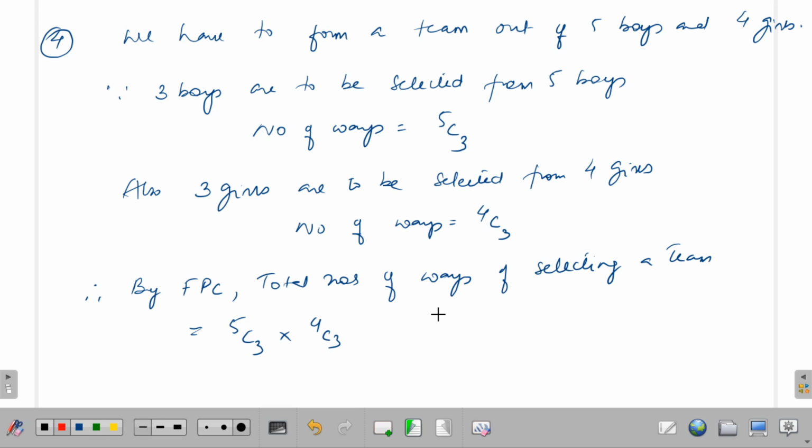Now I'm going to apply that point number 2, which was given to be nC(n minus r) is equal to nCr. What I mean by it is that just look at the value of r. I got here 3 and I got here 3, and just look at the n.